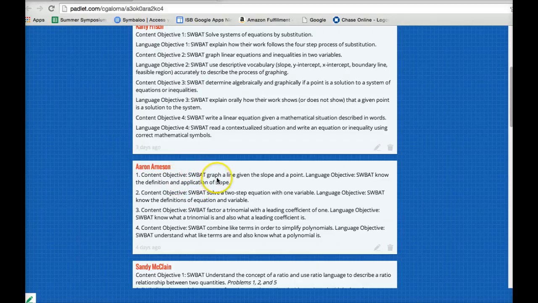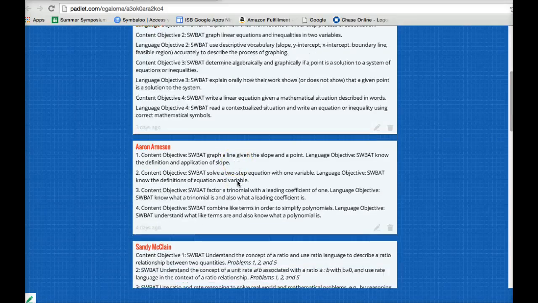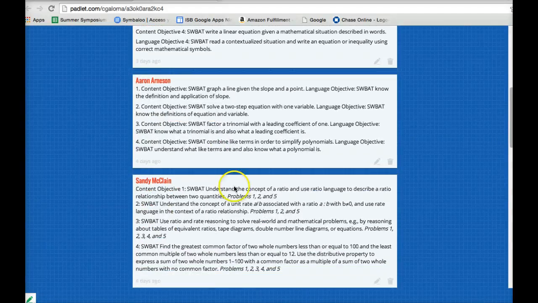Erin, students will be able to use a line graph given the slope and the point, and then you're saying that they will know the definition and application of slope. So that is good. I might come back to that one, Erin, as an example. Sandy, I don't know if you noticed yet, but the unit that I did on the unit plan, the sample is on ratios, so you can look at some examples there.